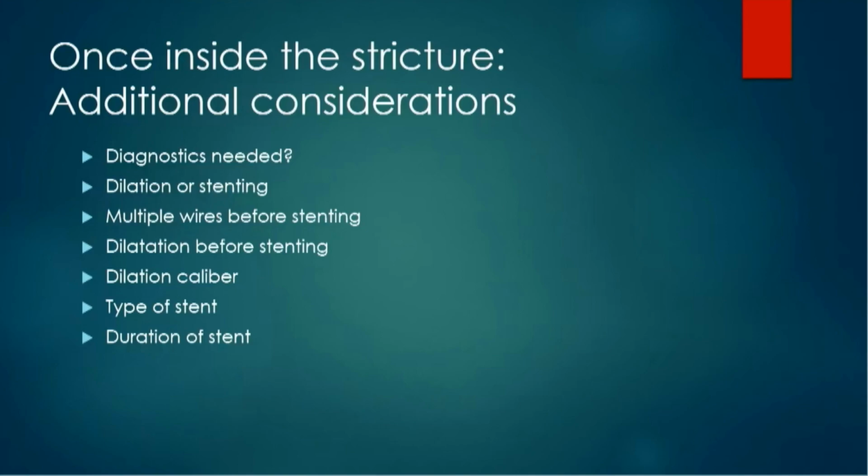Once you are inside the stricture, there are some additional considerations needed. In some cases, the diagnosis is already clear. Otherwise, you should always consider a brush cytology or other sampling as a part of your procedure. And then you have to decide whether you want to dilate or stent. We'll come back to that. Whether you want to place multiple wires before starting your stenting, and whether you want to dilate as well. Sometimes you skip the dilation and then you are sorry afterwards because you're not able to pass your second or third stent. You have to decide on the caliber for your dilation if you want to dilate, and you have to make a choice for stenting, the type and the duration.